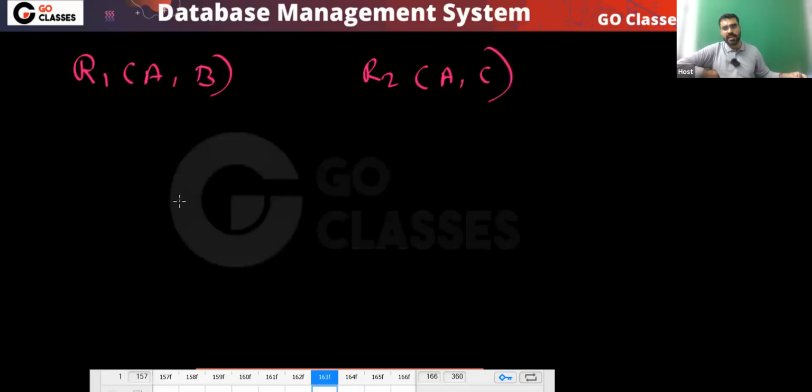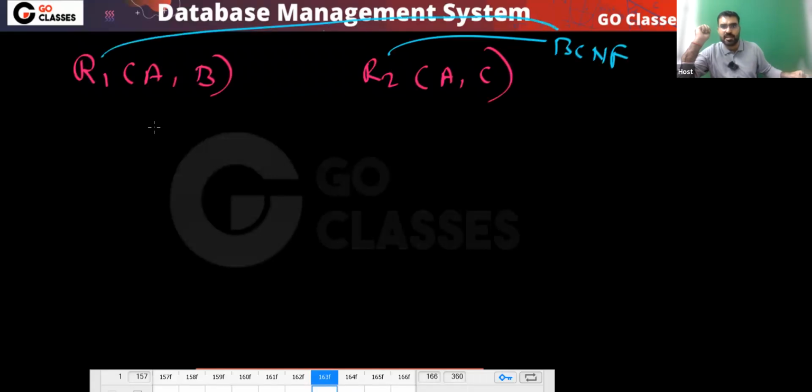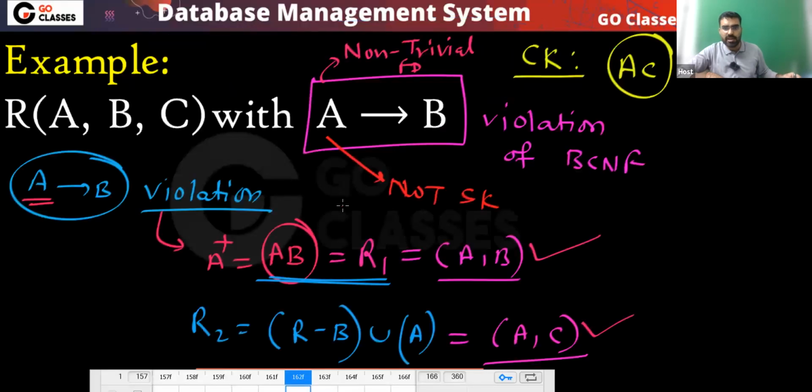Now, do you have to check anything? Once you get two attributes, you don't have to check. Agree or not? There is nothing to check. It is guaranteed that it is in BCNF. So this is a guarantee, right? And sorry, it is lossless. You can guarantee it is lossless.